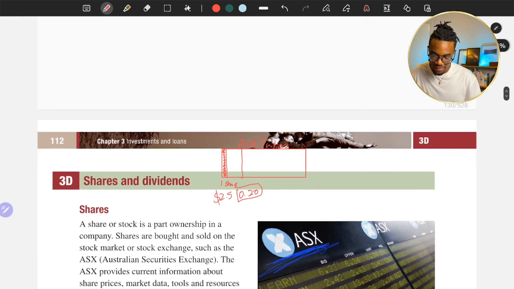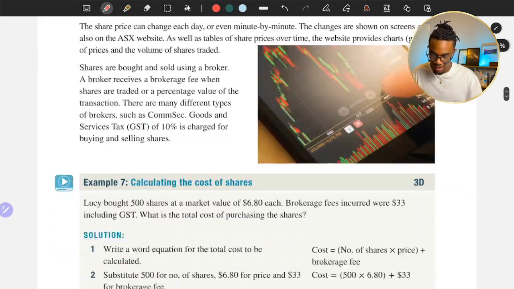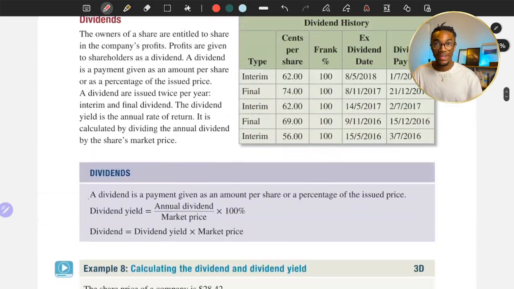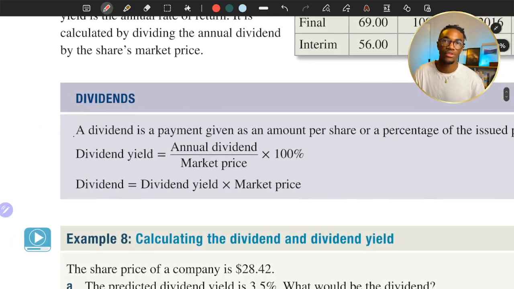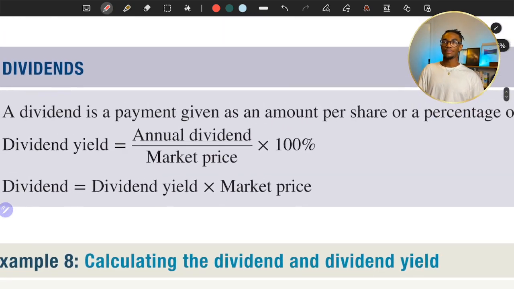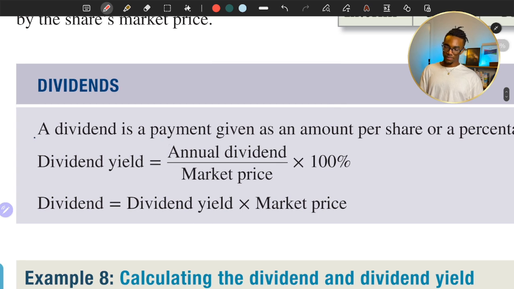So if we come down here, the important things to know are these formulas. Dividend yield, forget the annual part, it's just confusing, equals dividend over market price.